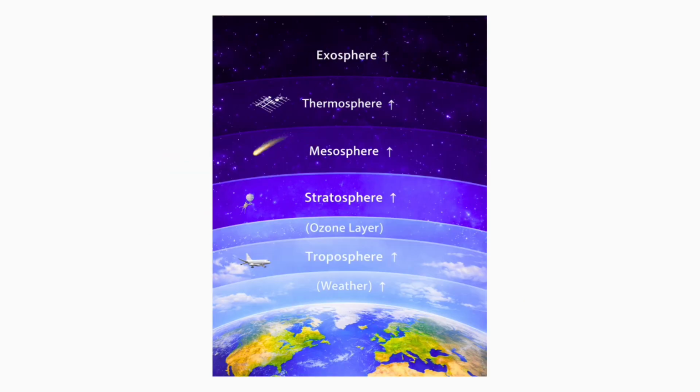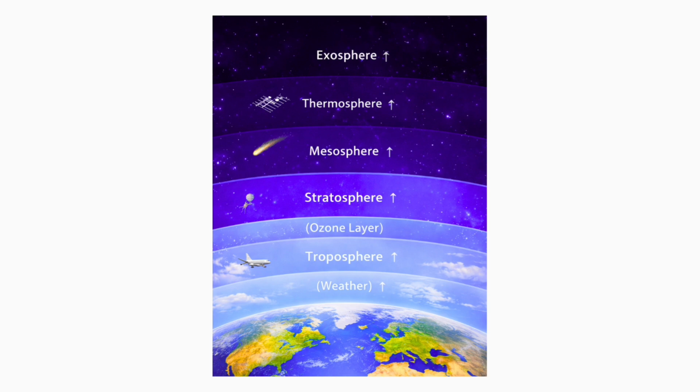So we have layers of the atmosphere. First we will talk about troposphere. This is the lowest layer. Weather occurs here. Rain, clouds, wind live in this layer. Stratosphere lies above the troposphere, contains the ozone layer which protects us from harmful UV rays, and aeroplanes often fly here. Mesosphere, very cold layer.